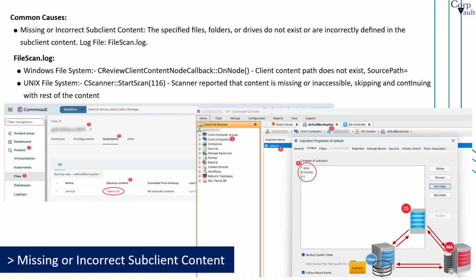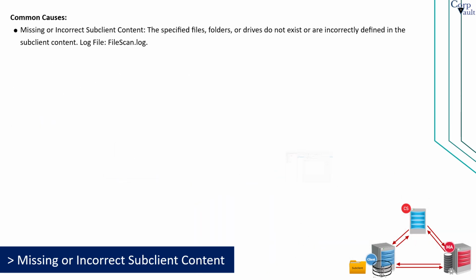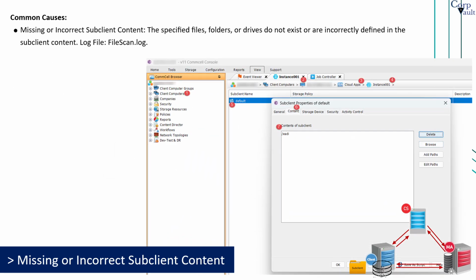If a drive or folder is missing, update the subclient content by removing or correcting the path. For cloud storage like Azure Blob, folder names are case-sensitive, so ensure the subclient content matches the exact case of the folder or container name, for example, /lowercase abc and not /uppercase abc.